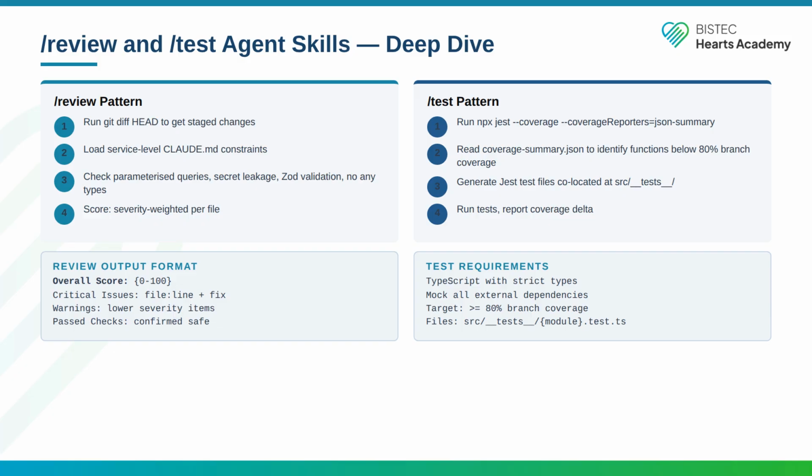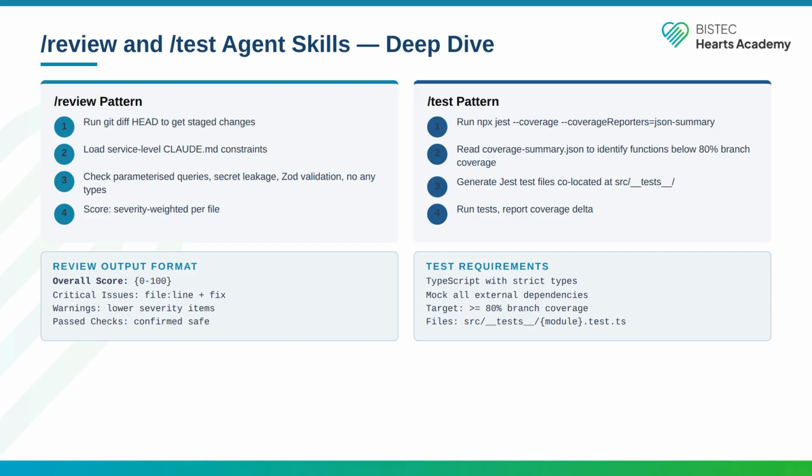The analysis checks for the four highest priority issues in the SalonPay context. Parameterized queries, detecting string concatenation in SQL; secret leakage, detecting long uppercase string assignments to variables; Zod validation presence, verifying handler functions call a schema before processing; and absence of any types without justification comments. Each file receives a severity-weighted score, and the skill outputs a structured report with overall score, critical issues with specific file and line references, plus remediation guidance, warnings, and a list of passed checks.